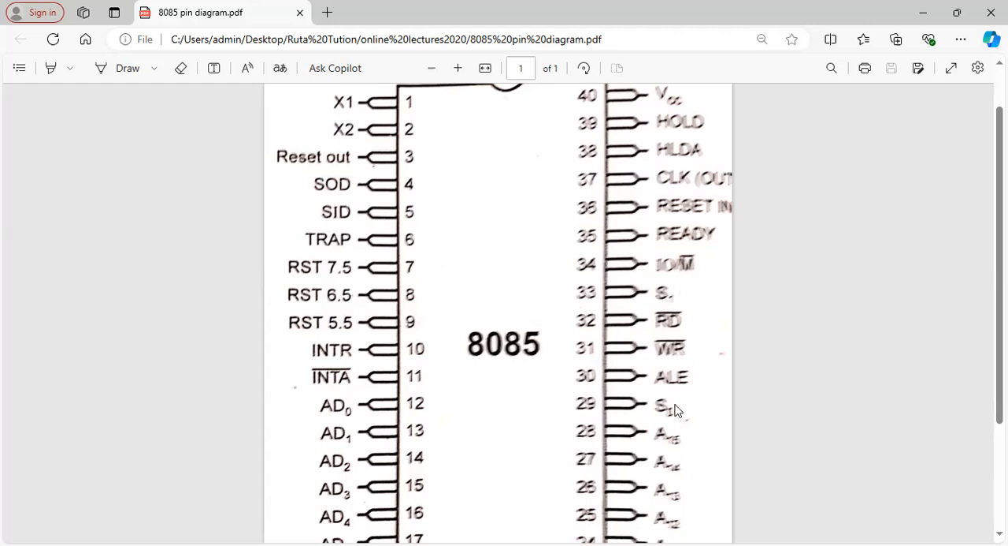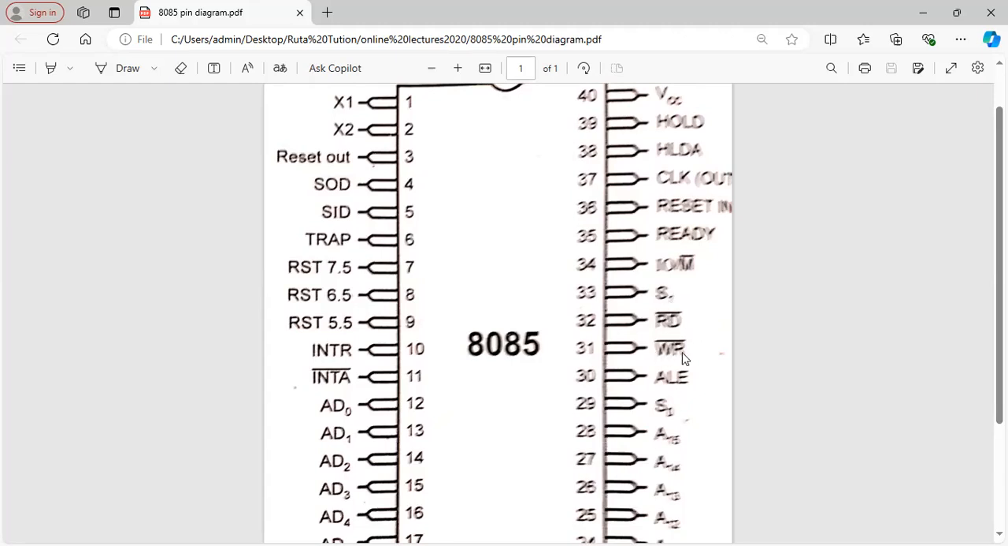S1 and S0 are called the status signals. Depending upon the combinations of S1 and S0, read operation, write operation, opcode fetch operation, or interrupt acknowledge operation will be done. That table is given in the textbook, with IOM bar, S1, S0. So you must remember that table while explaining this.